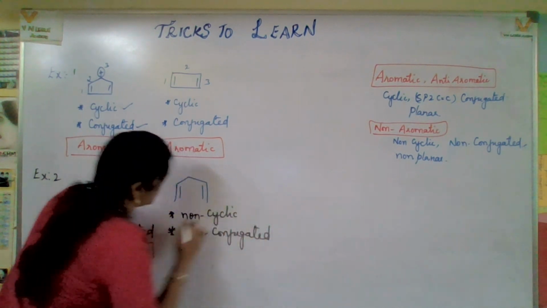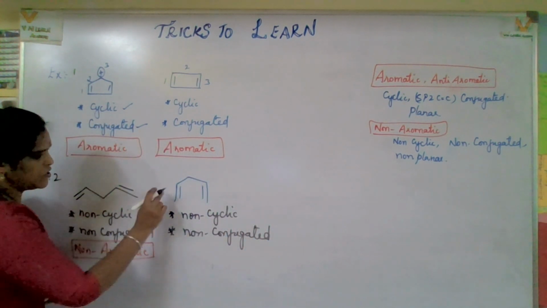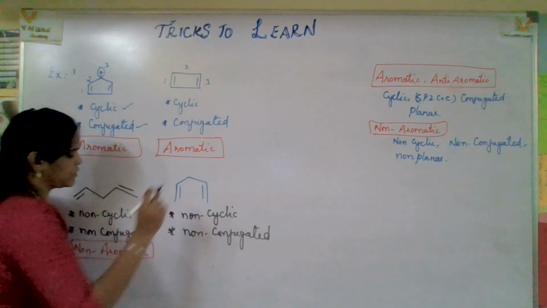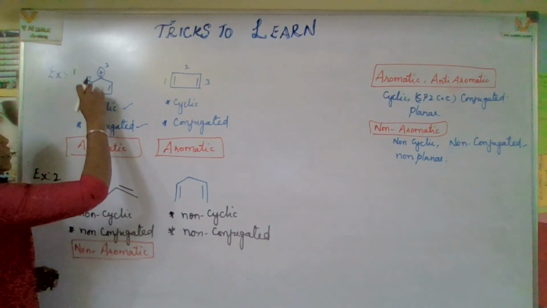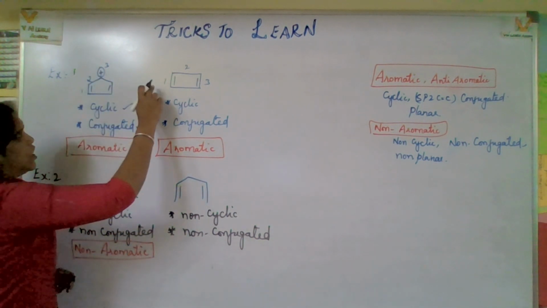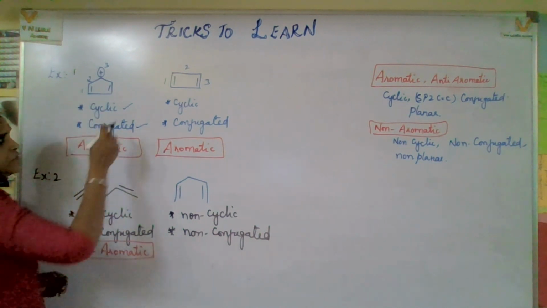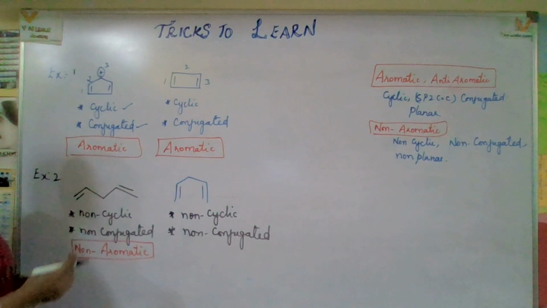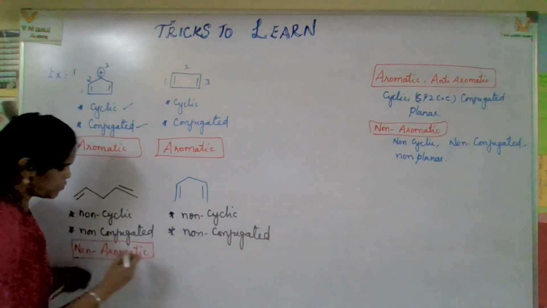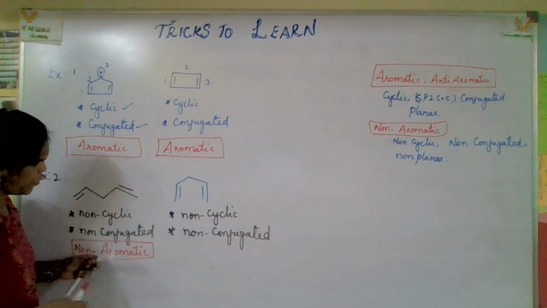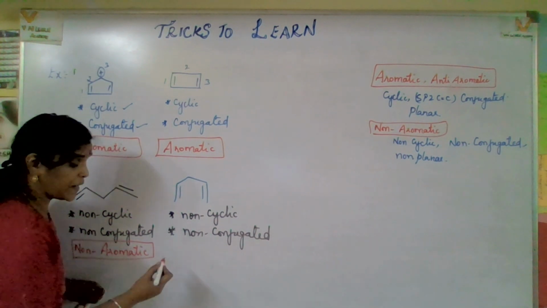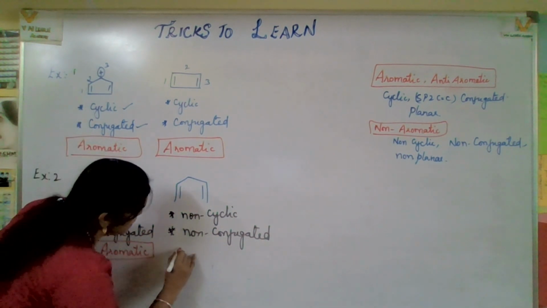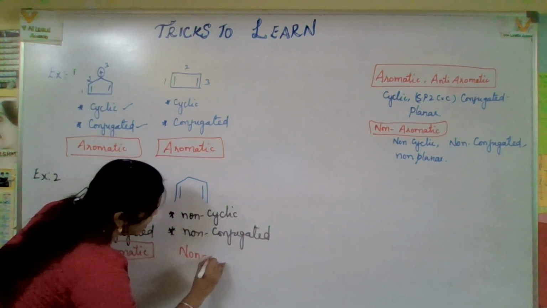These are all tricks only to identify them. Okay, so double bond, single bond, double bond. So actually what is it? Double bond, single bond, positive charge, or double bond, single bond, negative charge, or double bond, single bond, double bond. In that way only it is conjugated. So what is this? Anti-aromatic or non-aromatic? It's non-aromatic.